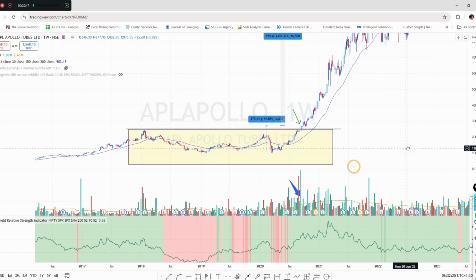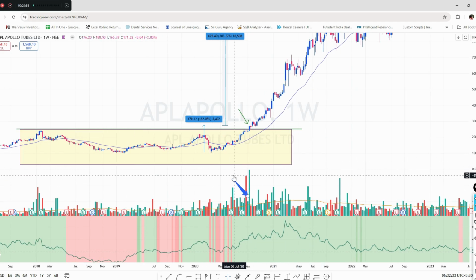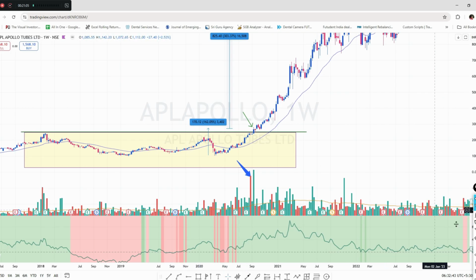So this is the second chart, APL Apollo Tubes. The stock started to form a base here. So what are the three confirmations? One is the price confirmation. The price starts to break above the base, and the price has already run up 162% before the breakout. And you can see the volume coming up even before, and on the day of breakout.